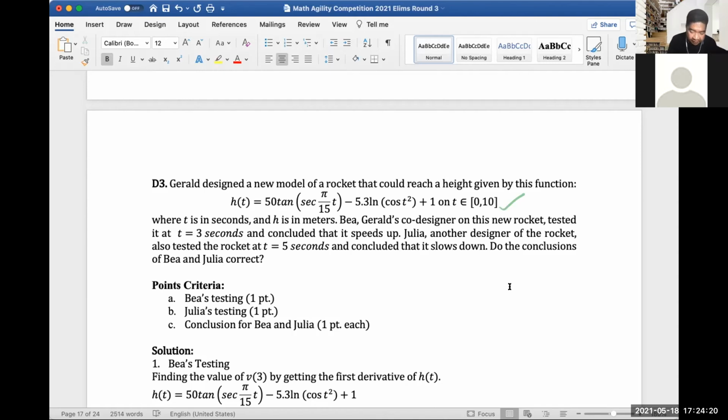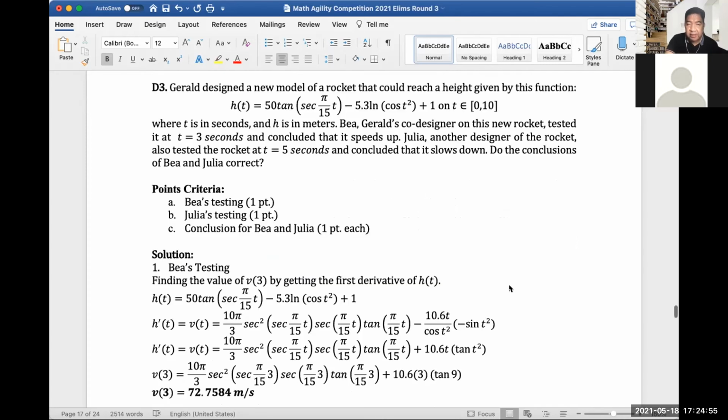Bea, Gerald's co-designer on this new rocket, tested it at 3 seconds and concluded that it speeds up at that time. Another co-designer, Julia, also tested the rocket, but this time at t equals 5 seconds, and concluded that it slows down at that time. So the question is, are the conclusions of Bea and Julia correct? That's what we will try to find out. Let's do Bea's testing first, which is also the first requirement.